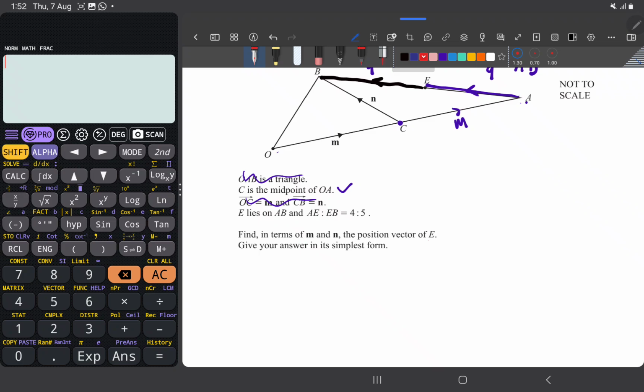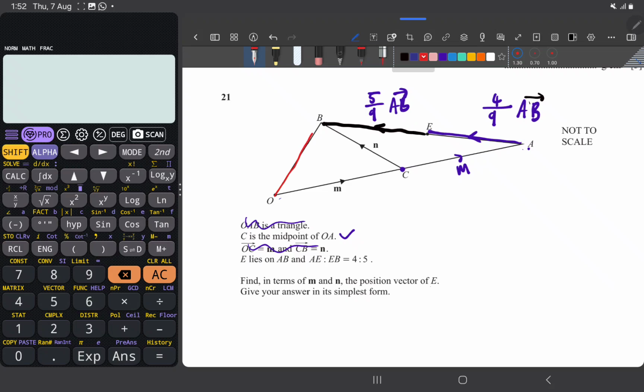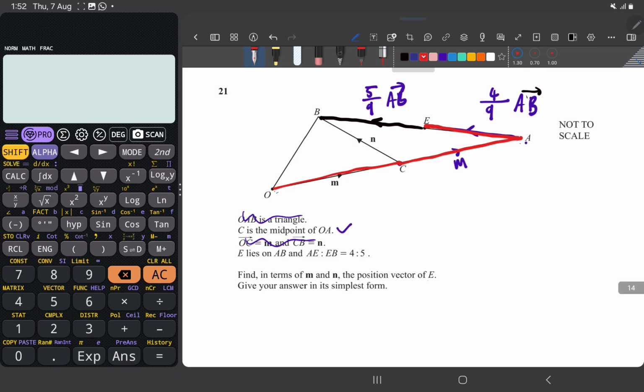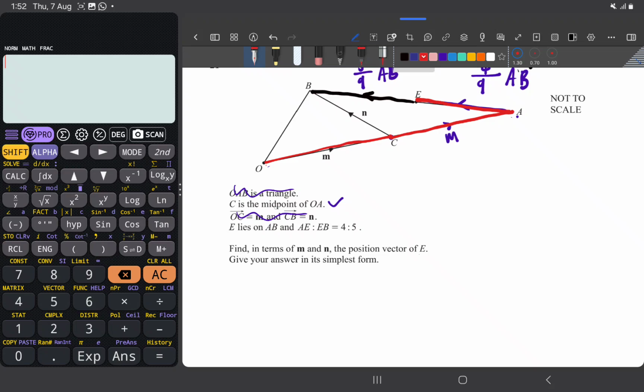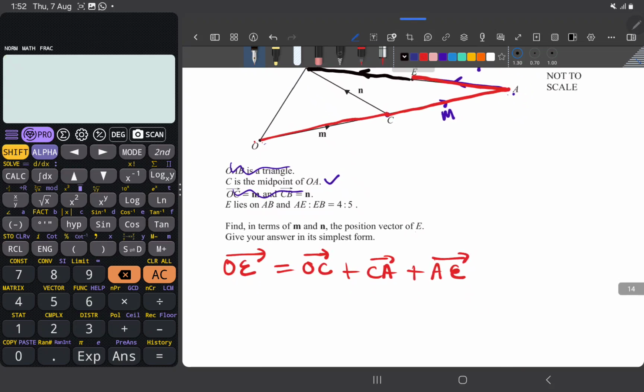So let's see how we are going to come from O and go to E. For me to go from O to E, either I'm going to say OB and then move like that, or the other way is I'm going to go OC, then plus CA, then plus AE. This is how I'm going to come from O to E. That's the position vector of E. So vector OE is going to be vector OC plus vector CA plus vector AE. You'll be adding these vectors. That's how you're going to get vector OE, the position vector of E.